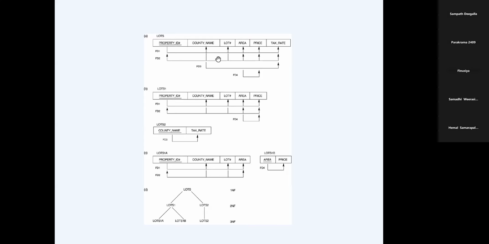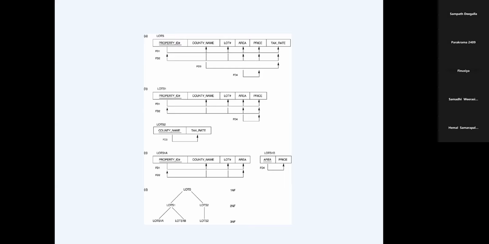Now that we have seen that, what about functional dependency three? Using country name, we can determine the tax rate. This is a partial dependency because ideally we have two attributes here to make it unique, and if you refer to just one, then we have partial dependency. And here, for example, we have a transitive dependency. If you go from property ID to area and from area to price, it breaks. So your relation is not in third normal form.